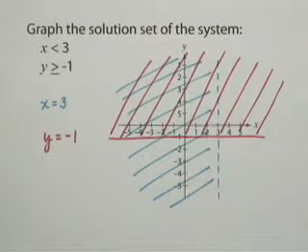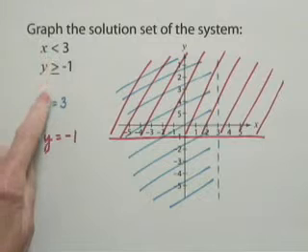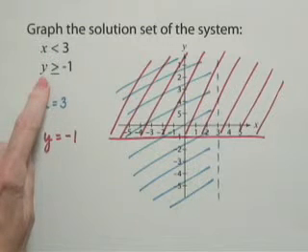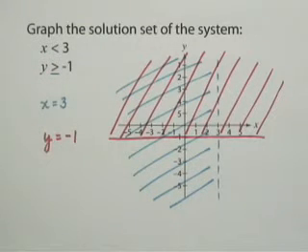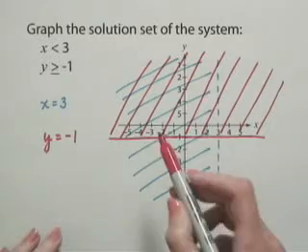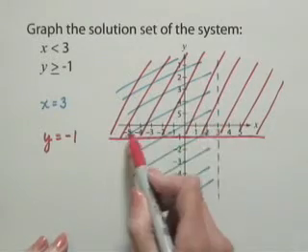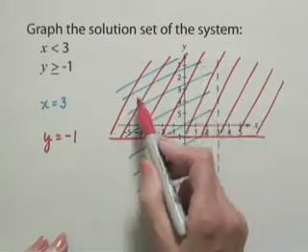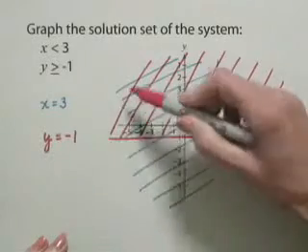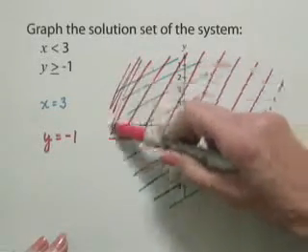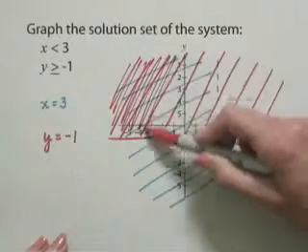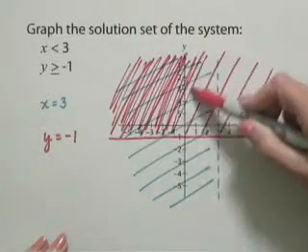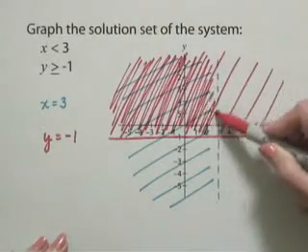Now, because we want the solution set, that is, we want our x values to be smaller than 3 and we want our y values to be greater than or equal to negative 1, we notice that our actual solution is going to be the portion that is shaded in both colors in this case. So I'm just going to shade that in a little bit darker here. Let's just go ahead and notice that the portion that is actually the solution set is in this region.